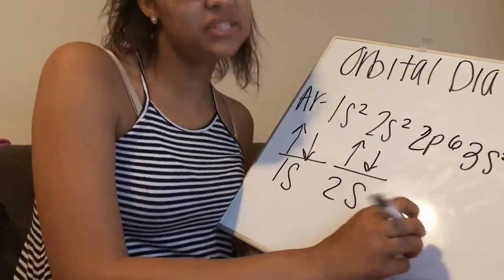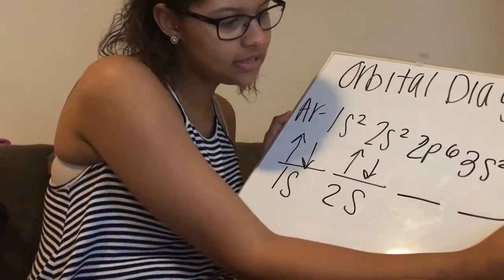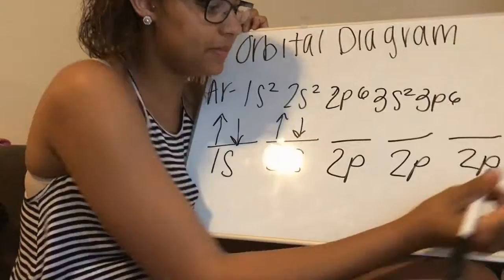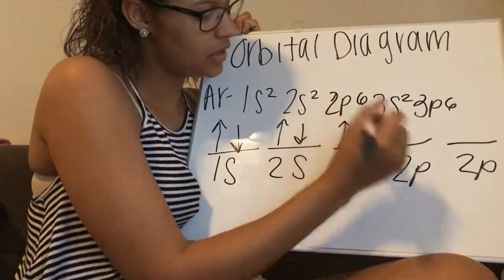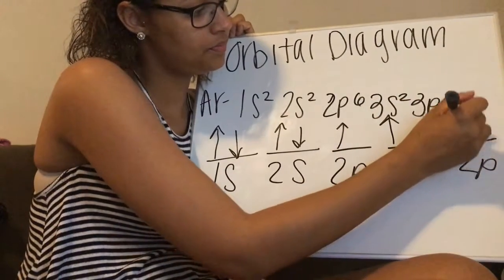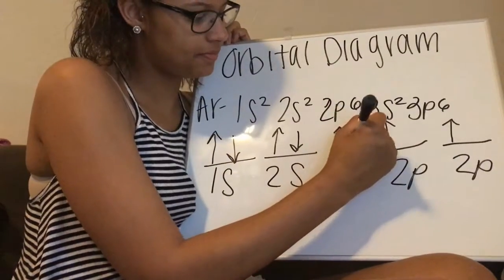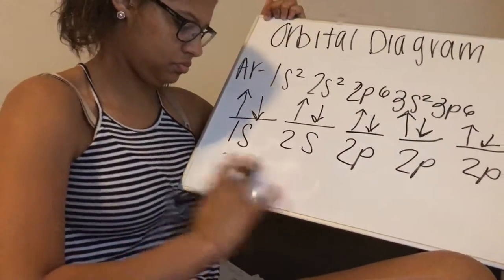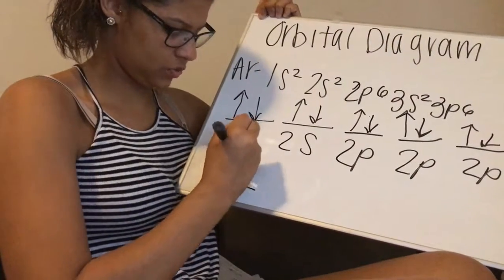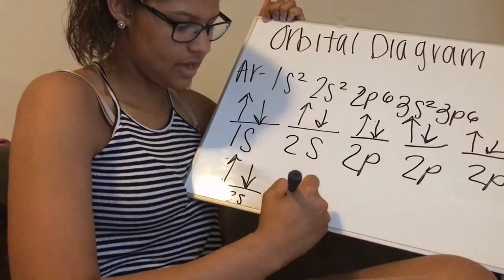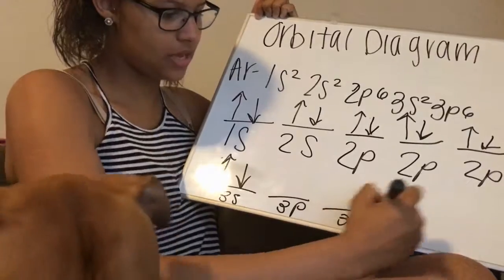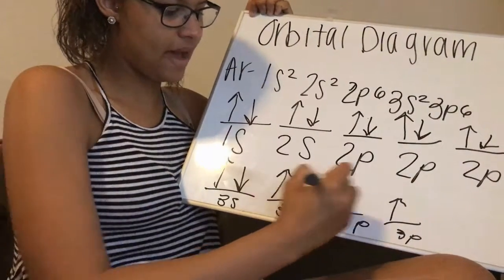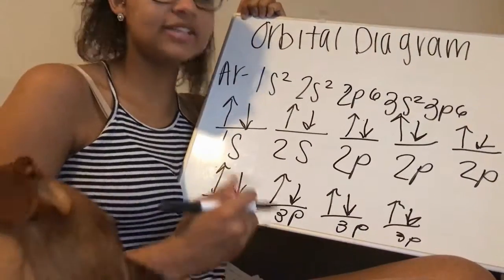Now with p, because we said we have 3 different orbitals, you have to put 3 different lines, right? 2p, 2p, and 2p. Now, you have to go and fill each one before you go back and fill the other. Then you continue. 3s has 1 arrow up, 1 arrow down, and 3p, 3p, 3p. Remember, fill in all of them, then you go back and fill the others. This is the orbital diagram for argon.